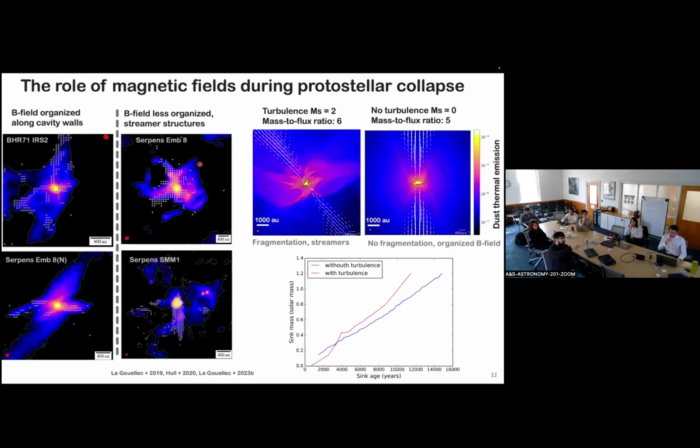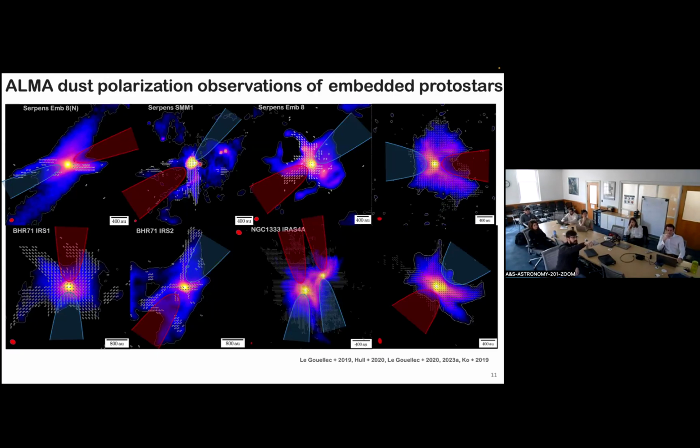A quick question about that plot. For BHR71 versus NGC1333, why are the lines wider or bolder on the one on the left versus the one further to the right? Is that just the scale, or is it because the magnetic field properties are different? It's just that the beam is much smaller in this case. Oh, okay. So you have 10 times more vectors. Okay, thank you. It's just a plotting thing.